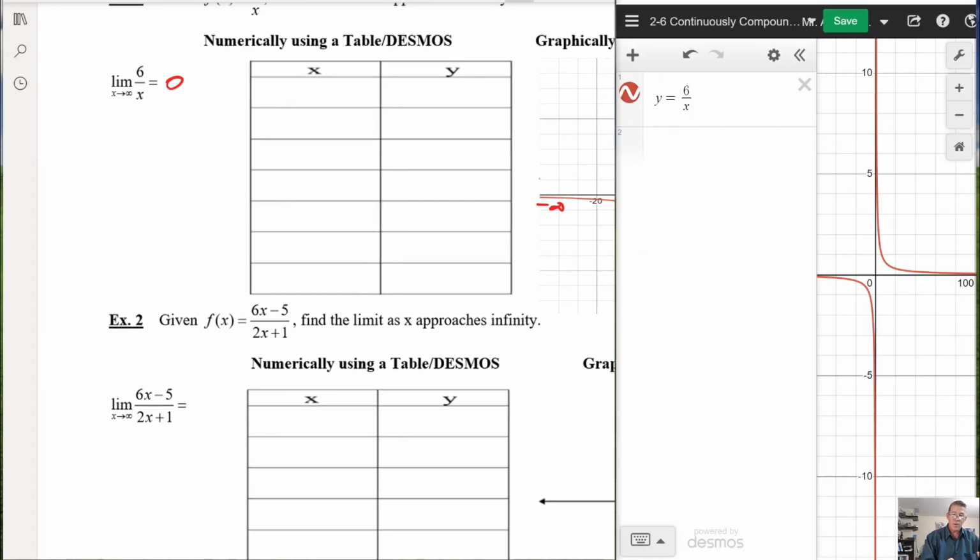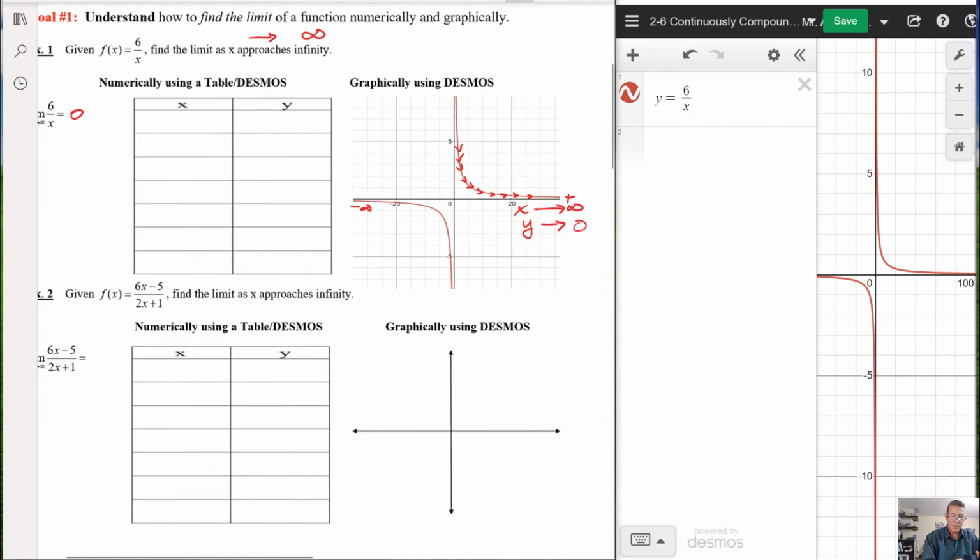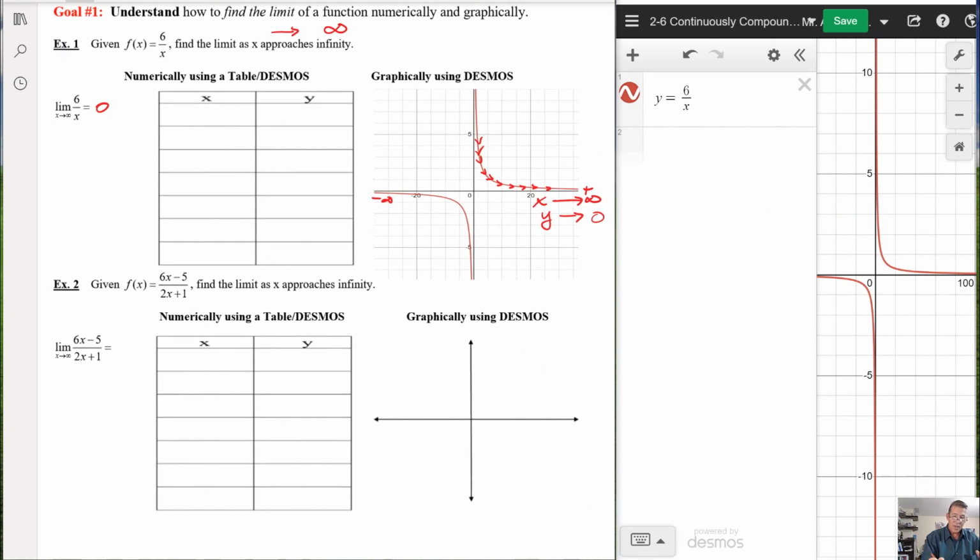All right, so let's take a look at what happens numerically. When x approaches infinity, it's getting extremely large. x cannot equal 0; it's not defined there. You can't divide by 0, so 6 divided by 0 is undefined, as you know. But x can get large.